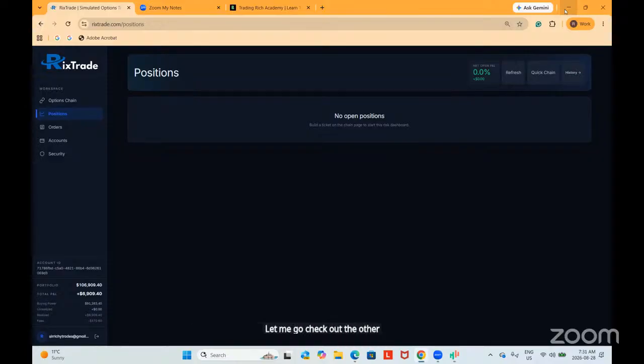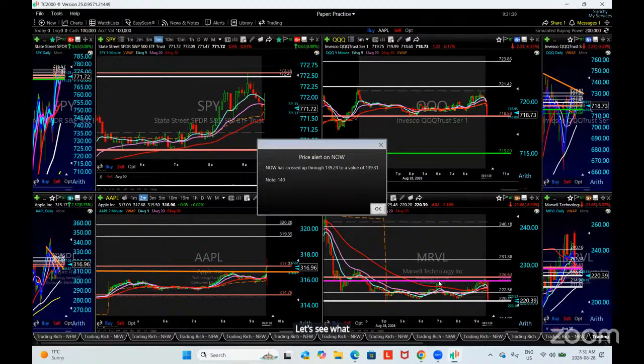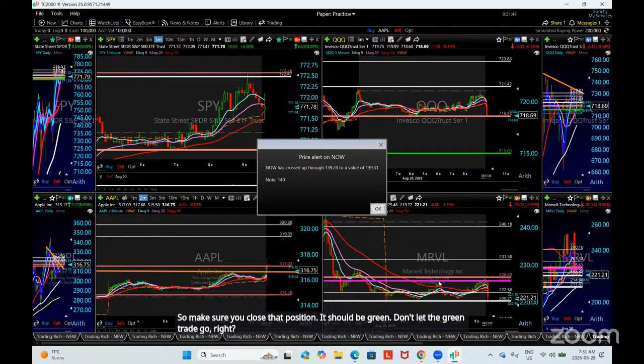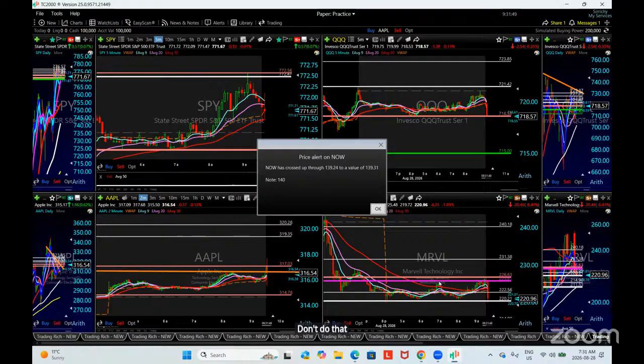I have two accounts here. Let's see. See, this thing is selling. So make sure you close that position. It should be green. Don't let a green trade go red. Don't do that. So here we have this one as well.